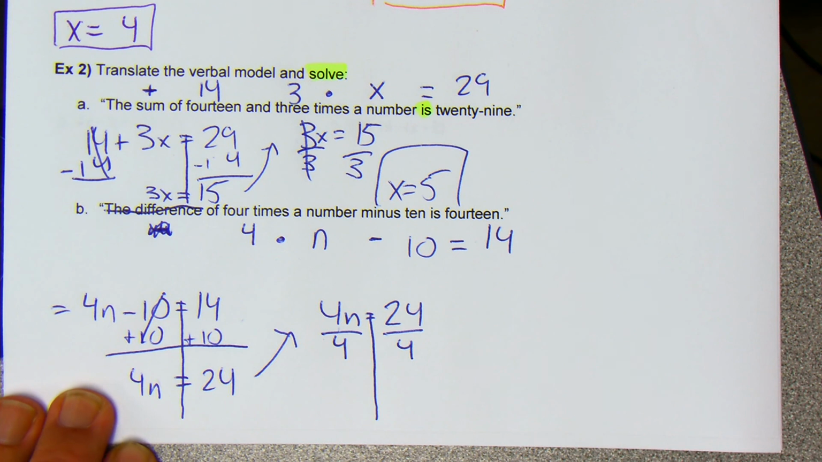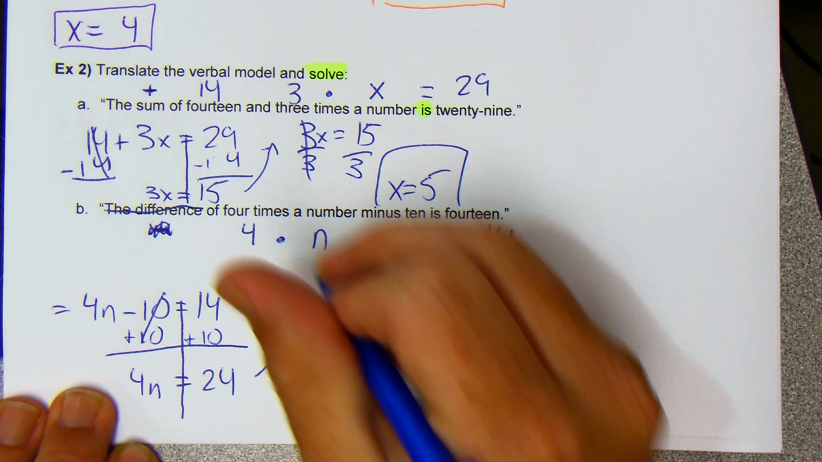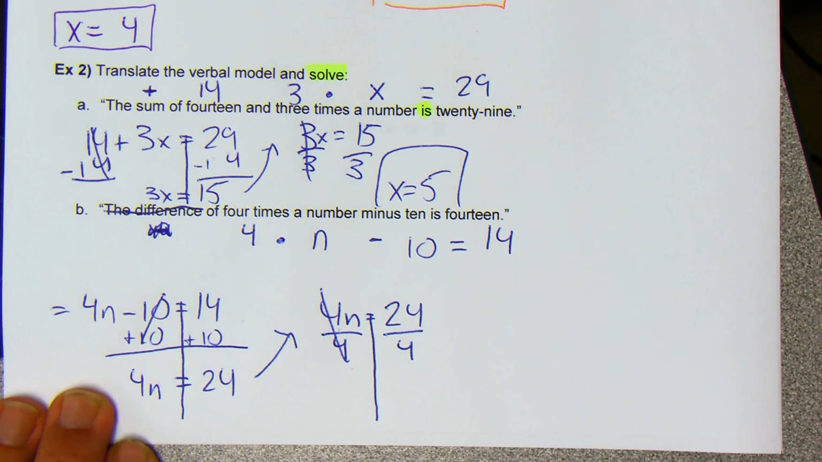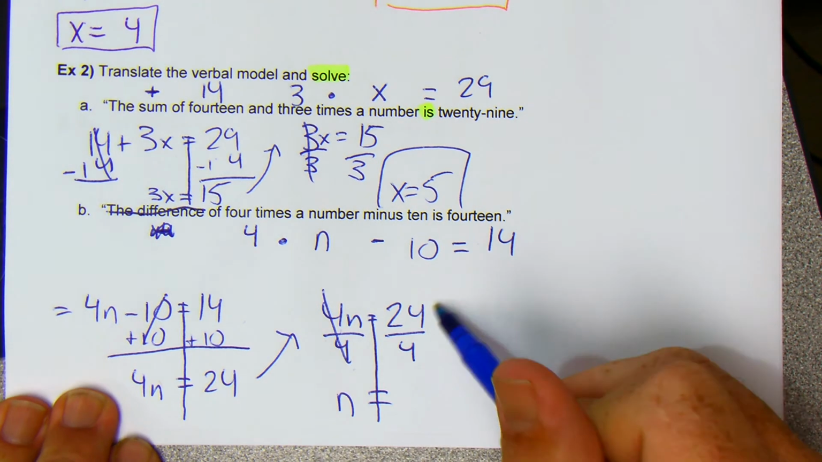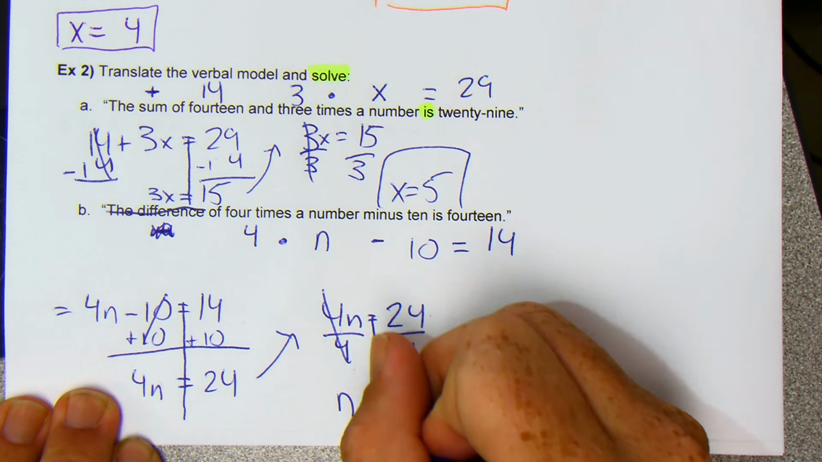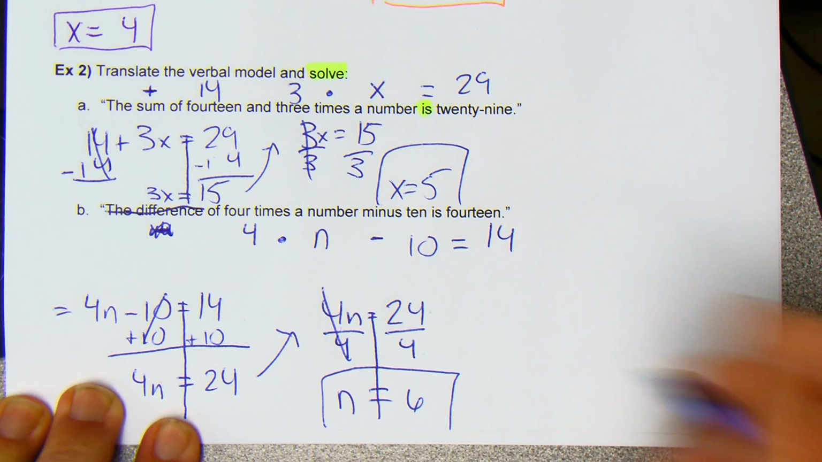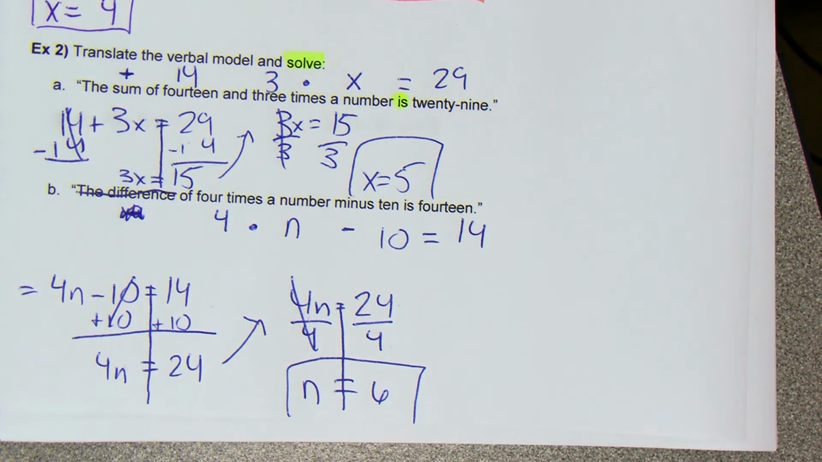Remember, anytime we want to move something across the equal sign, we have to do the opposite operation. In this case, the opposite of this 4 multiplying the n would be division. The opposite of multiplication is division. So we divide both sides by the number that's multiplying my variable. 4 divided by 4 is 1. That cancels out, so I have n. I bring down my equals sign. 24 divided by 4 is 6. So this one is n equals 6. All right.